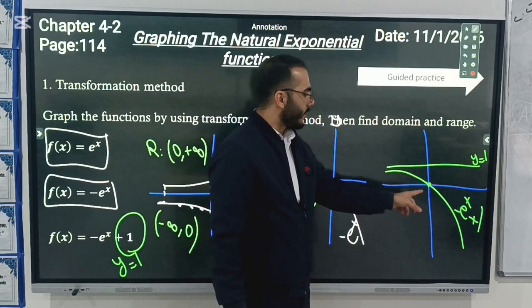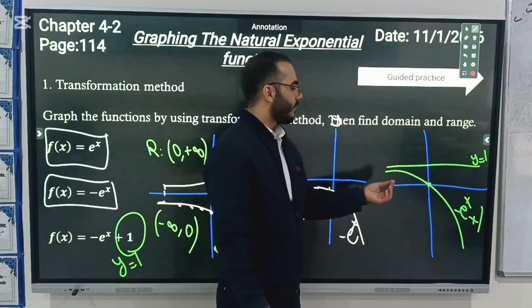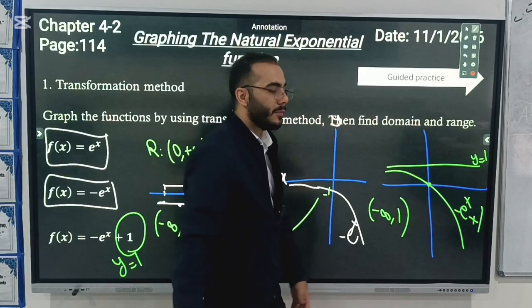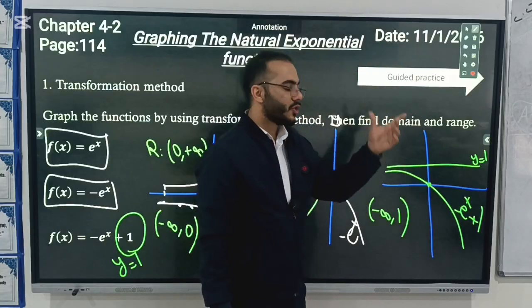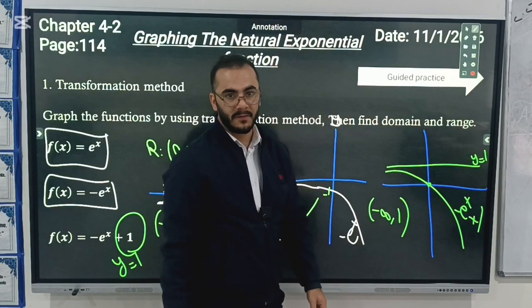And the last one, domain is all the real numbers again. And the range is from negative infinity to positive 1, because we transform it 1 unit up. So it goes to almost 1, but not exactly 1 itself.